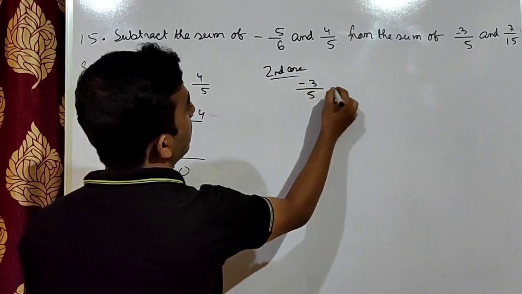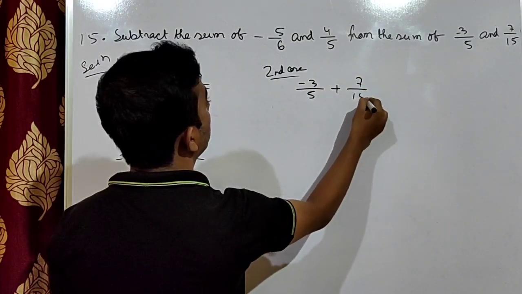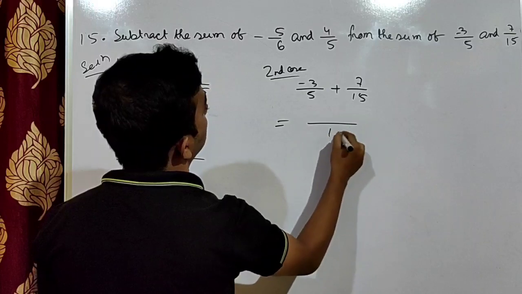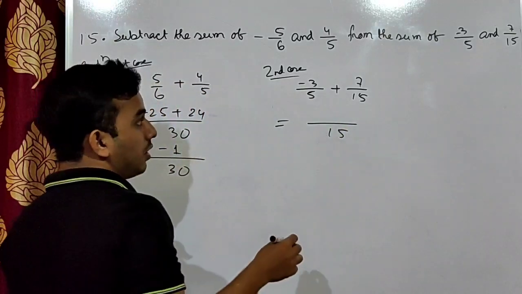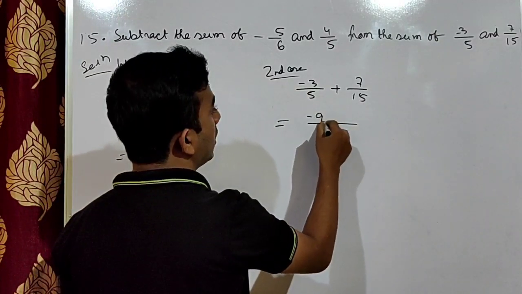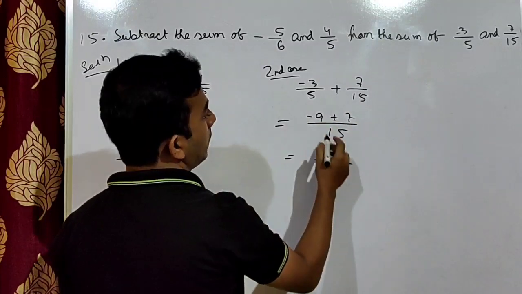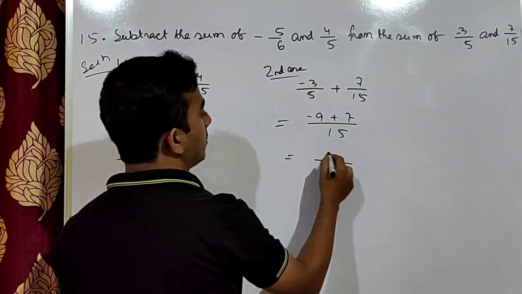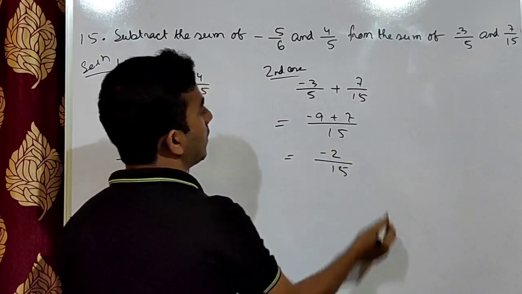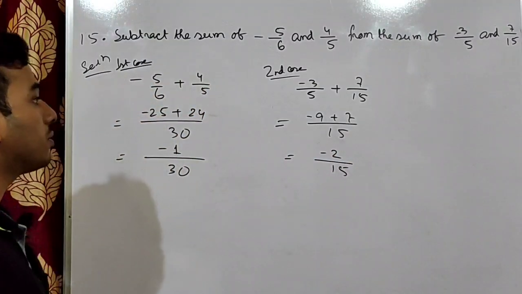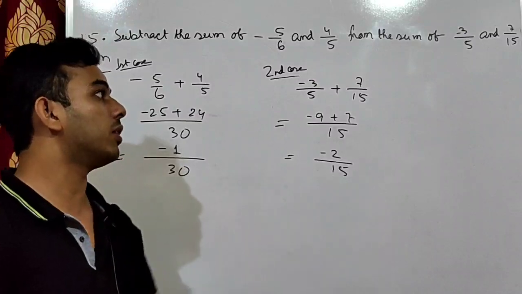Minus 3 by 5 plus 7 by 15. This also has LCM 15. Now 3 into 3 minus 9 plus 7, plus minus is minus. So 9 minus 7 is how much? 9 minus 7 is 2, so minus 2 by 15. Clear? Okay. Now we have to subtract this one from this one.